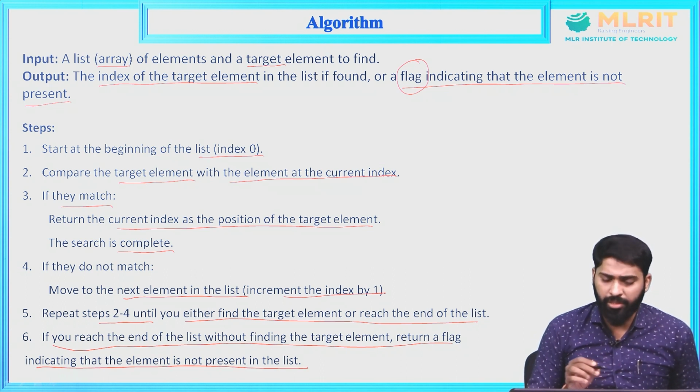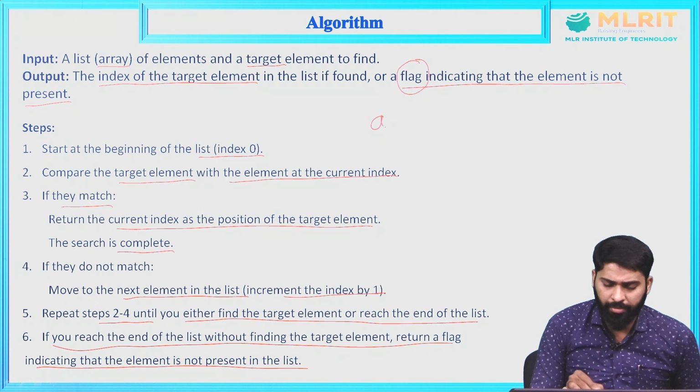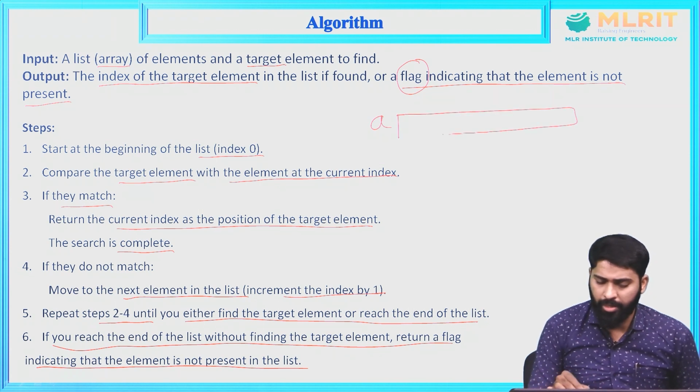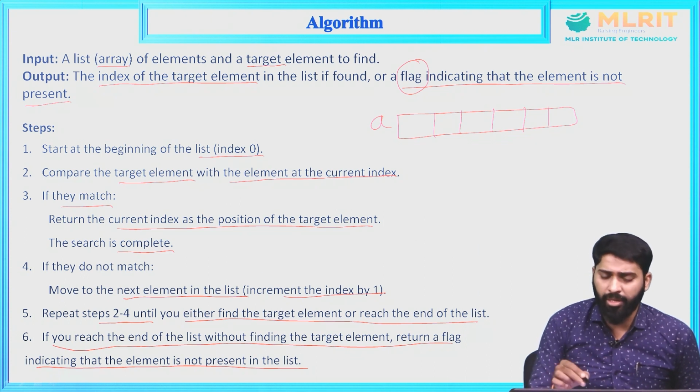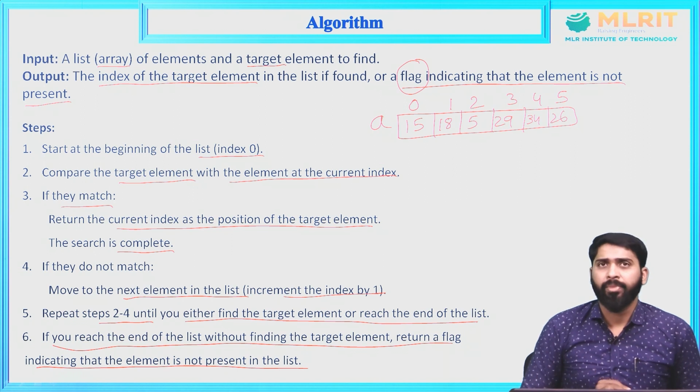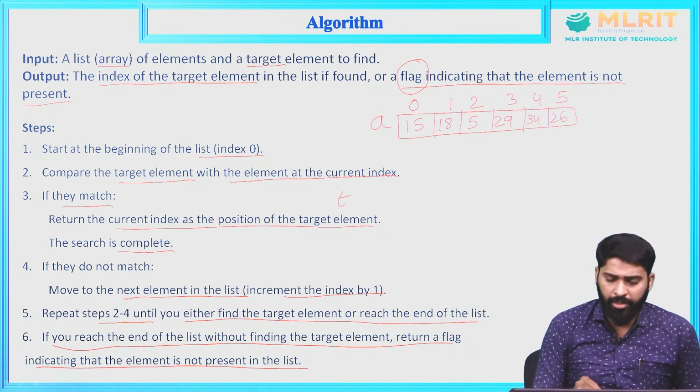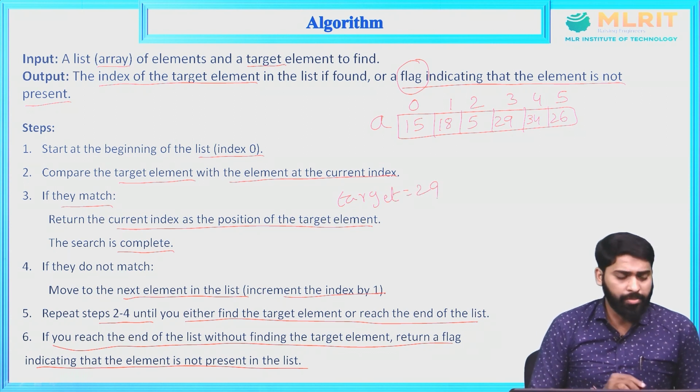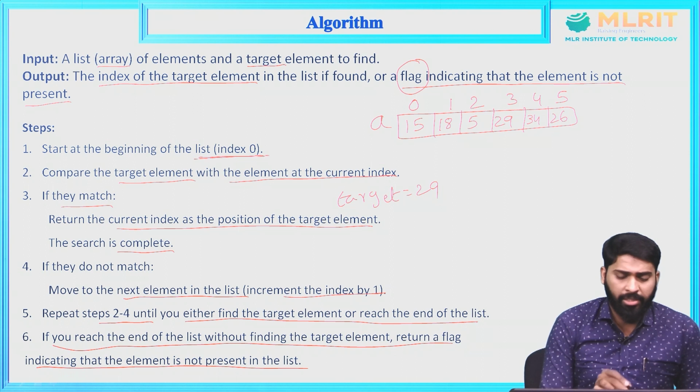Let us assume this is the array A. Let us assume there are 6 elements present in the list. The indexes are 0, 1, 2, 3, 4, 5. Let us assume these are the numbers 15, 18, 5, 29, 34, 26. Let us assume the target is 29. Now what is the algorithm? Start at the beginning of the list, index 0.